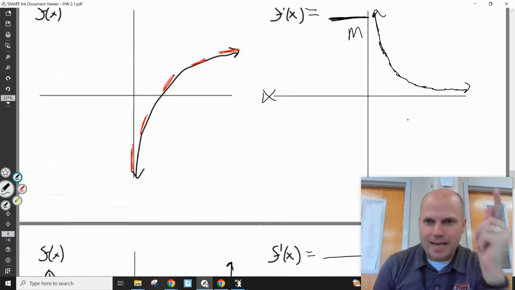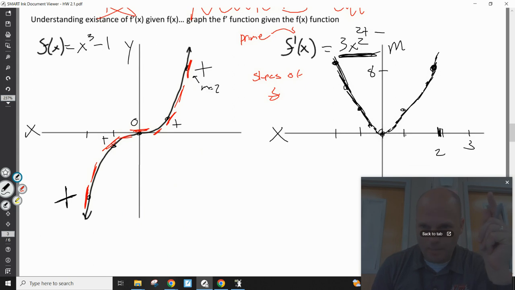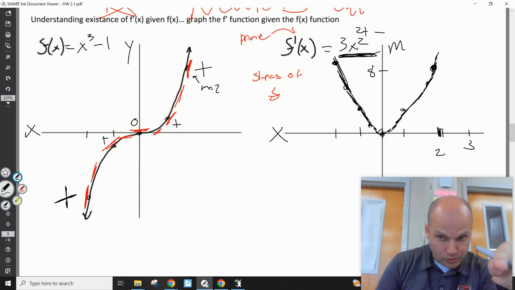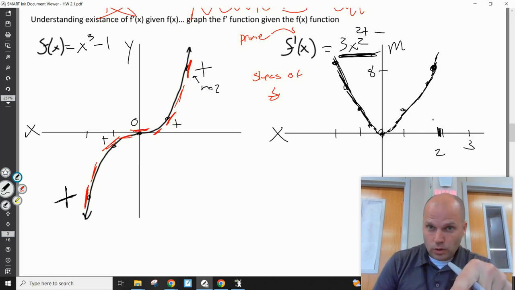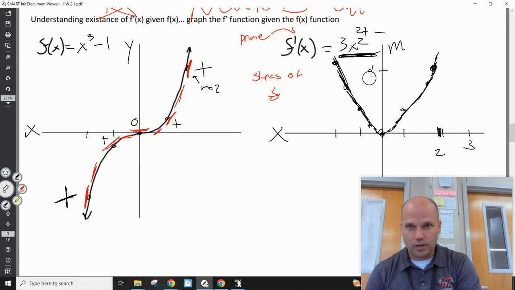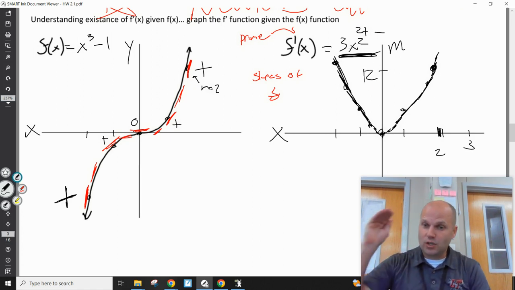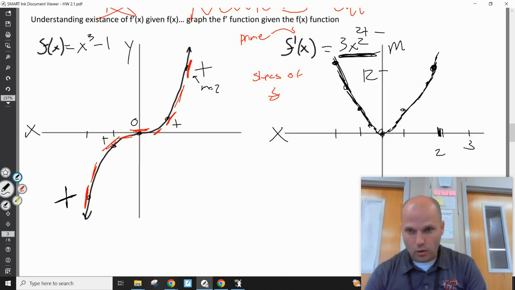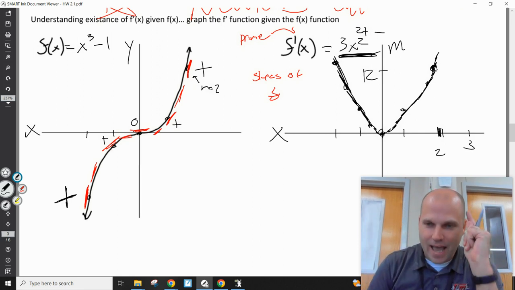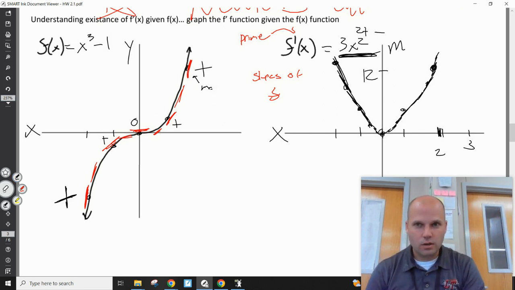You plug in x's into f prime, you get slopes, m's. You plug in 2 into 3x squared, you get 12. I don't know why I said 8. My bad. You plug in 2 into 3x squared, you get 12. That value is an m. That slope is 12.